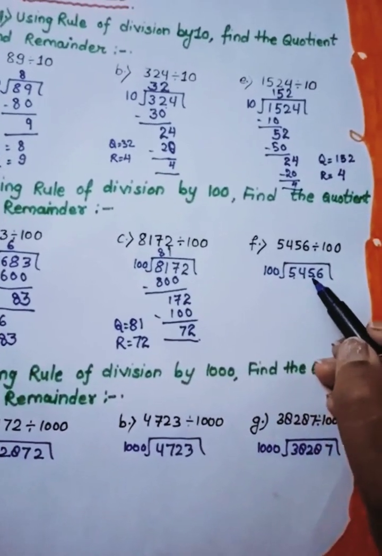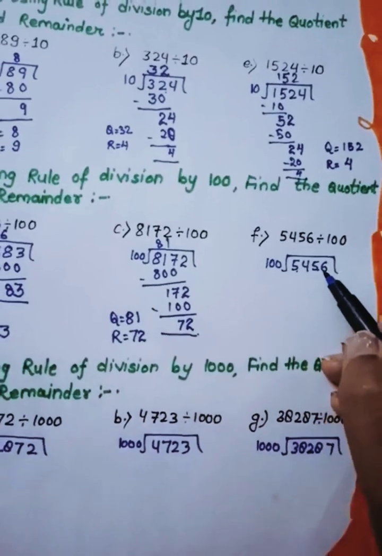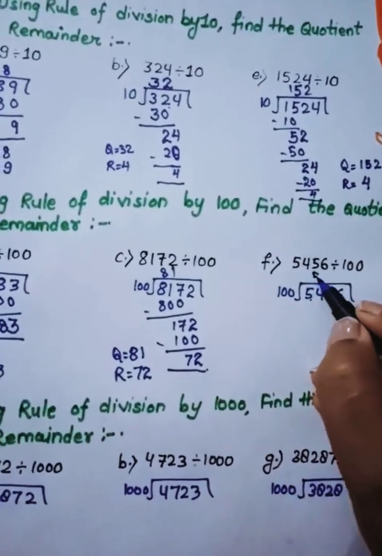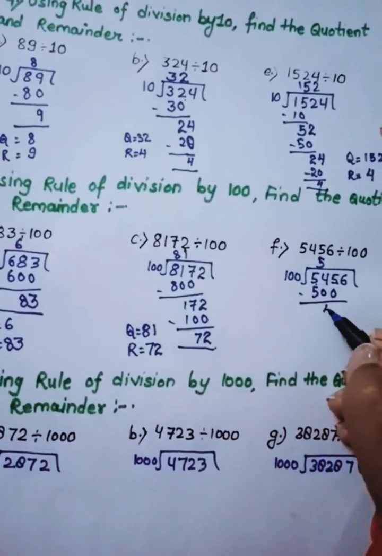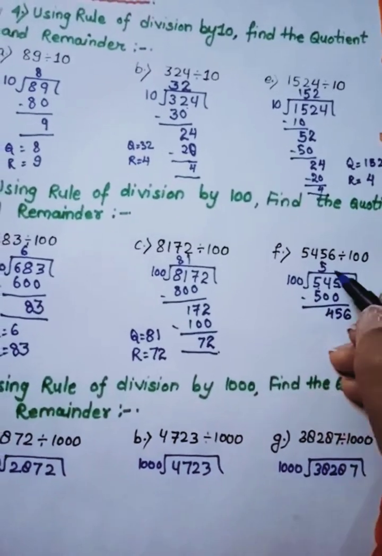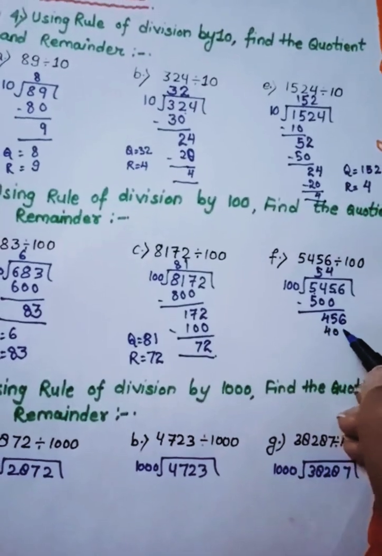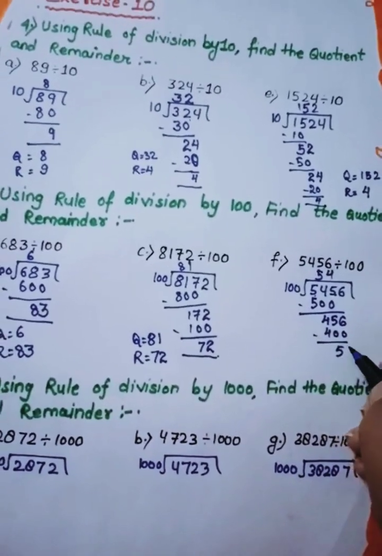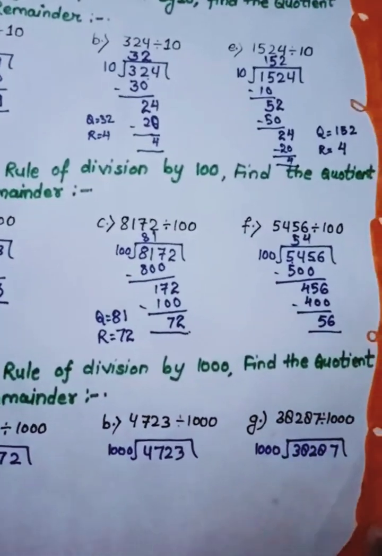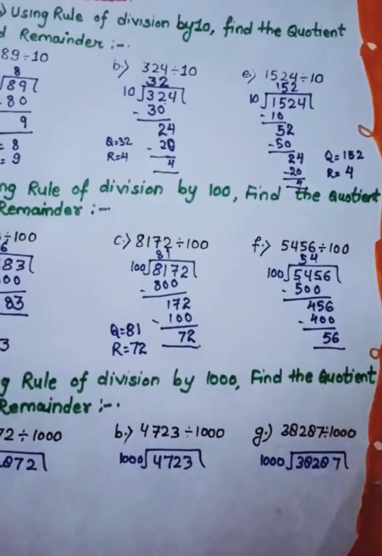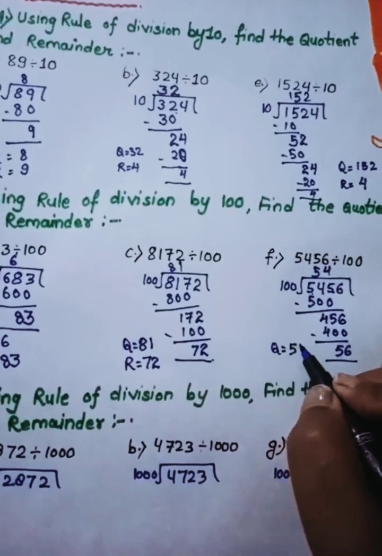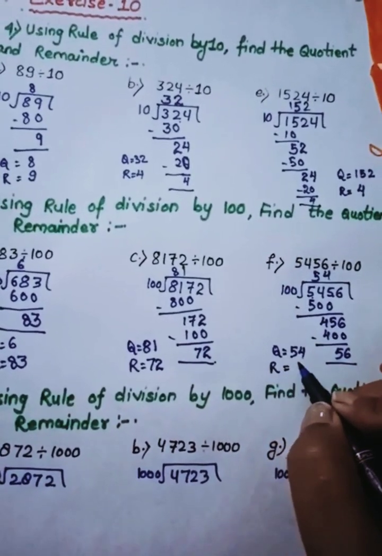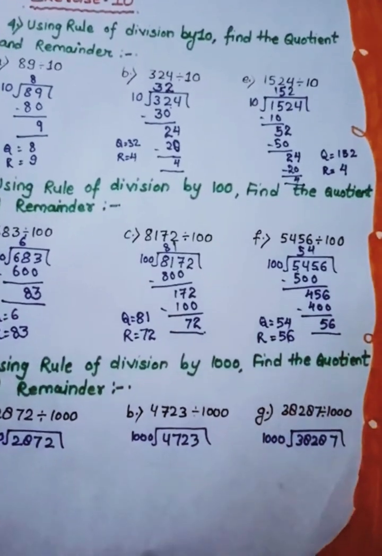Okay, now F part, 545. These 3 digits we have to take together, 545. Now 100 5s are 500. Subtract it, 45. 100 4s are 400. Subtract it and only 56 is left in the remainder part. So this is the quotient and this is the remainder. Let us write it down. Q is equal to 54 and R is equal to 56.